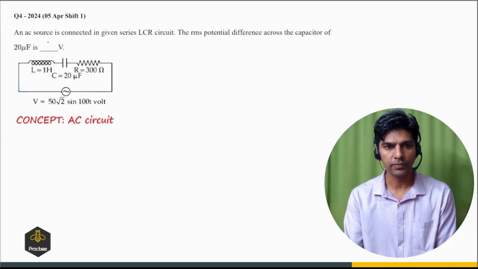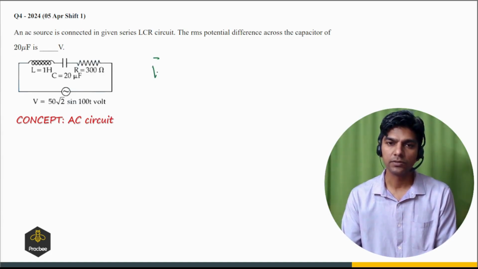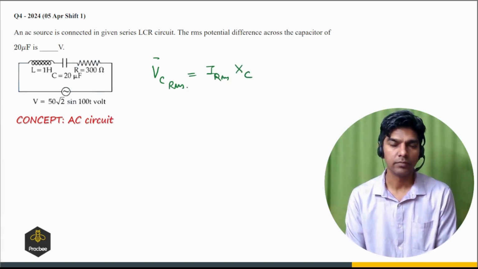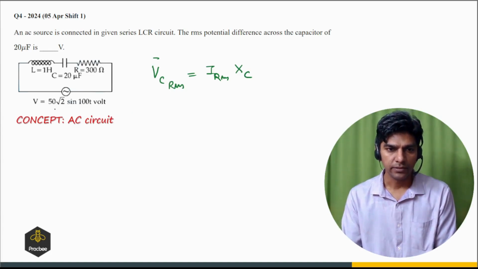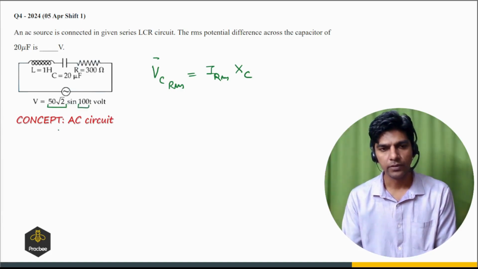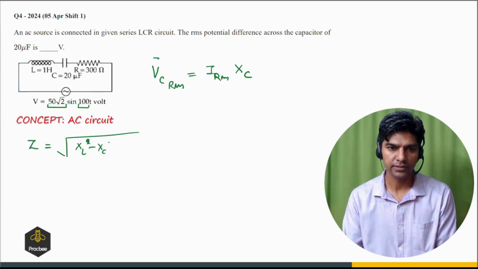Now let's see this question. An AC source is connected in a given LCR circuit. The RMS potential difference across the capacitor of 20 microfarad. So VC RMS can be written as IRMS times capacitive reactance. In this circuit, we are given peak voltage, and angular frequency is also given. So first let us find the impedance of this circuit. That will be root of (XL minus XC) square plus R square.